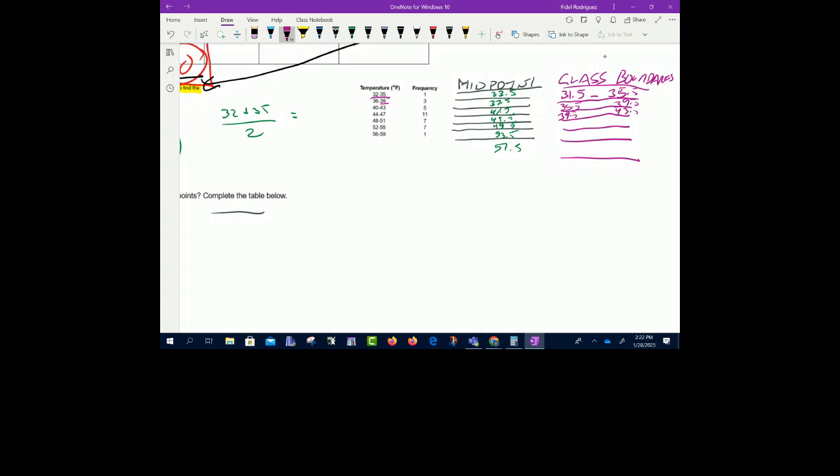So again, this one here, 39.5. This one here, 43.5. 43.5 again, and 47.5, and 47.5 to 51.5, and 51.5 to 55.5, and then finally 55.5 all the way to 59.5, okay? And that's how we find the midpoints and how we find our class boundaries. You're just subtracting 0.5 from the lower limits and adding 0.5 to the upper limits.